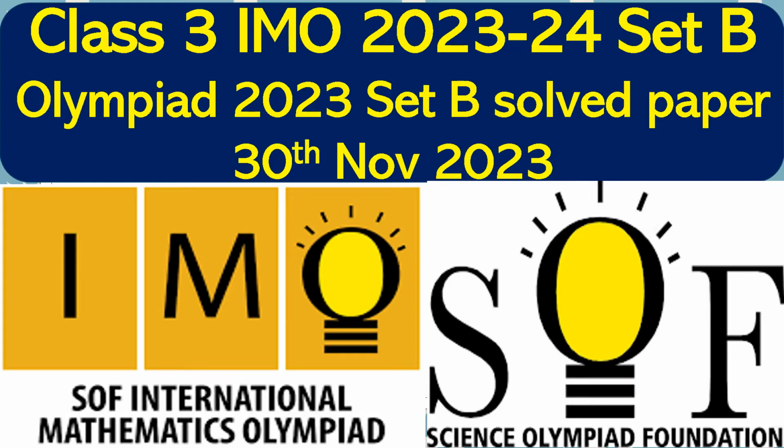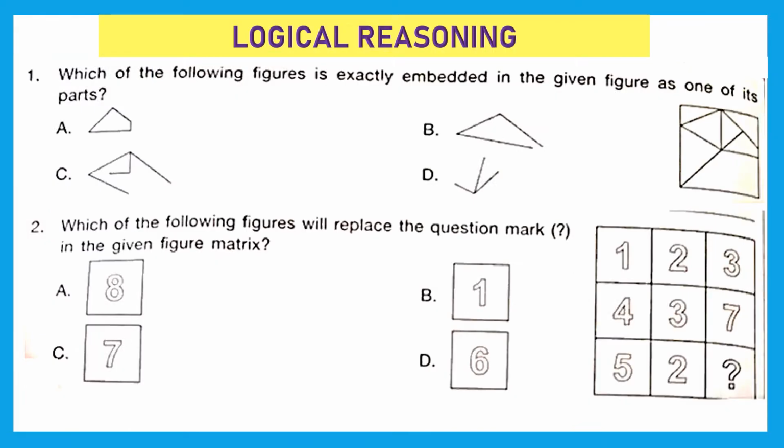Now let's solve the paper. First section, logical reasoning. Question 1. Which of the following figures is exactly embedded in the given figure as one of its parts? Among A, B, C, D, we have to find the option which is exactly positioned in the figure. Not rotated, not upside down, but exactly like that. That is option A. Let me show you where it is. It's here. So it is option A.